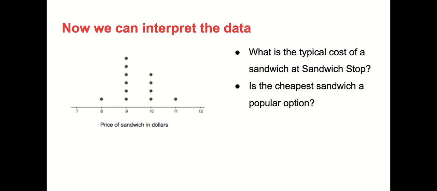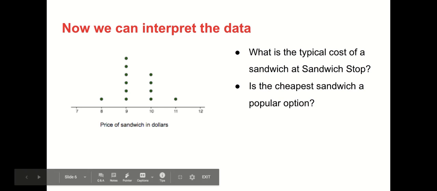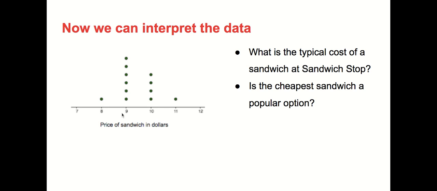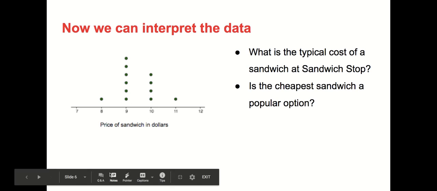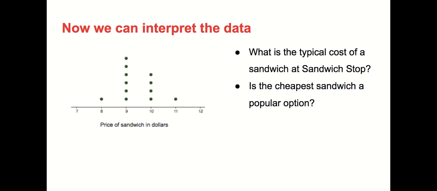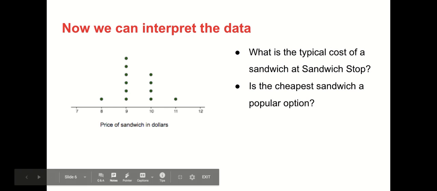What's the typical cost of a sandwich here? Well, we can see from the dots that most sandwiches, the majority of them, are $9. Quite a few are also $10. So I would say the typical cost of a sandwich at Sandwich Stop is between $9 and $10. And another question, is the cheapest sandwich a popular option? I would say not. Only 1 sandwich was sold at that price. So these are the kind of questions we can answer when we arrange our data to make it easy to interpret.